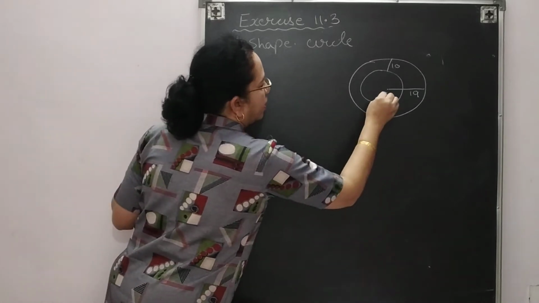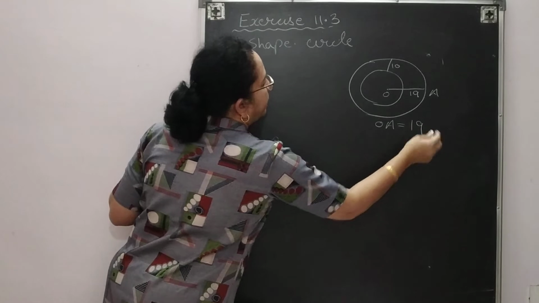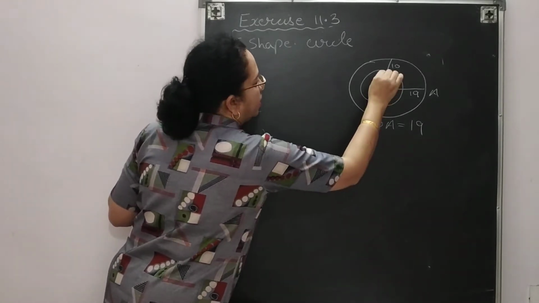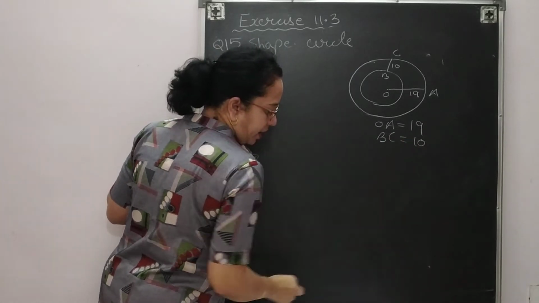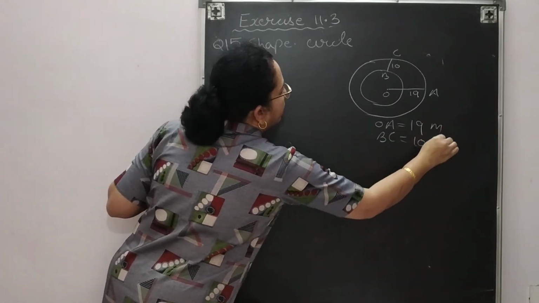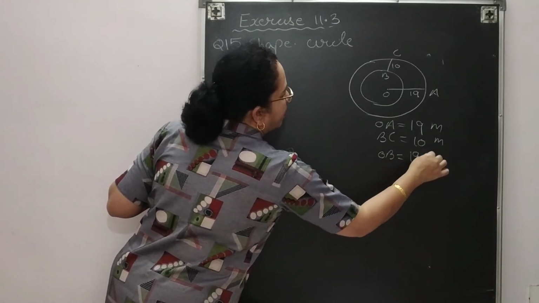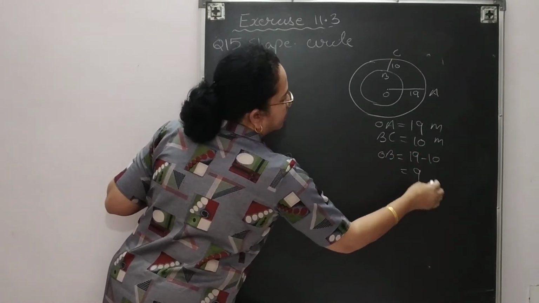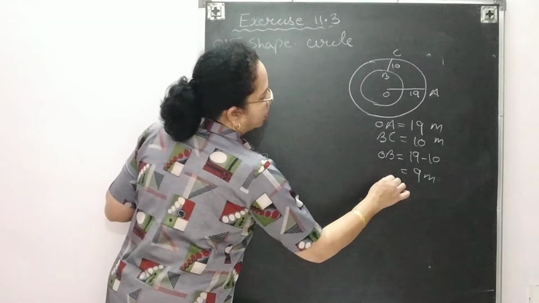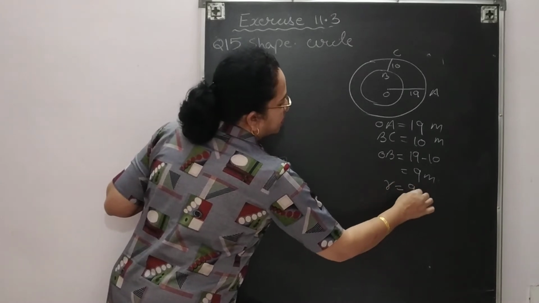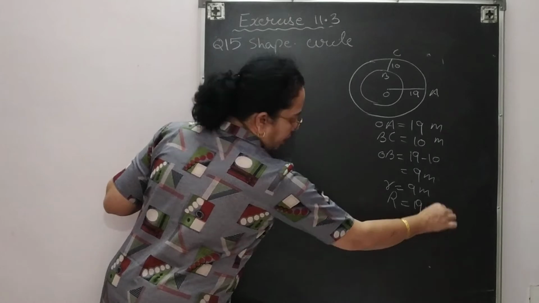Suppose I am writing here OA. So OA is given here as 19. And suppose I am writing here BC. BC is given here as 10. And the unit is meter. So how much will OB be? Definitely OB will be 19 minus 10, that is 9 meter. Okay. So after this, we got this: the small radius is 9 meter and the capital radius is 19 meter.